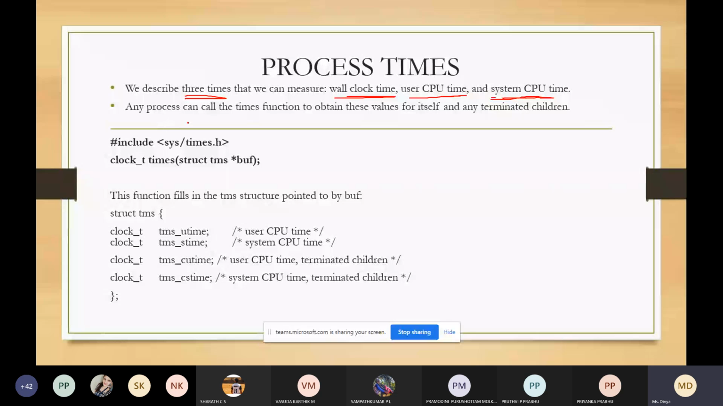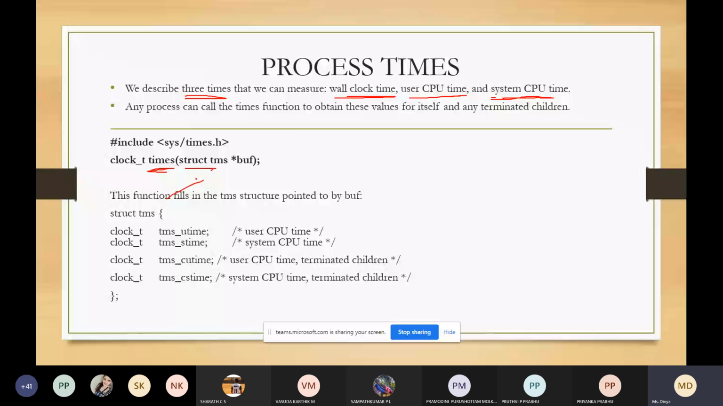A process can call the time function to obtain these values for itself and any terminated child. So you can get the process time by using this time function. Inside the time function, we are passing a structure as a parameter. That structure is defined. This function fills in the tms structure pointed to by a buffer.